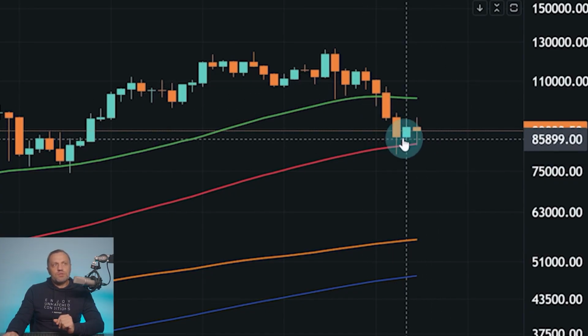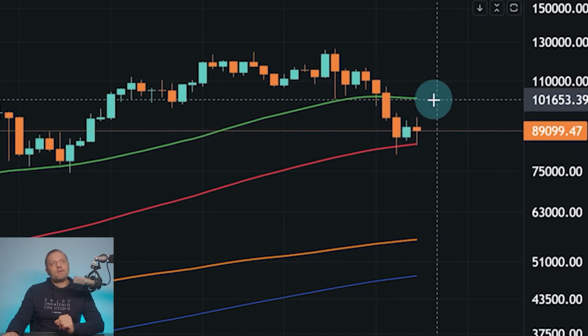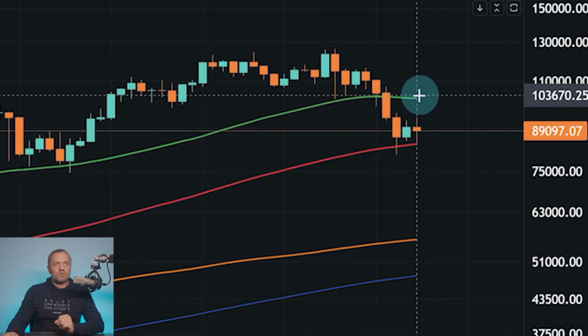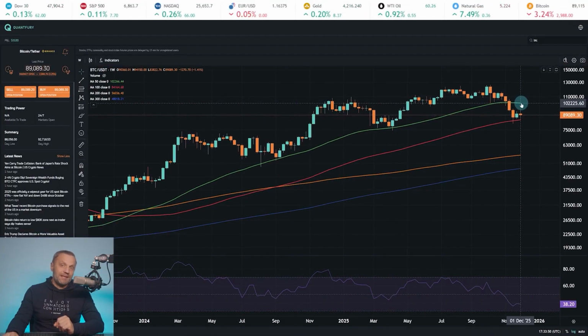For now, it all looks like a wide-ranging flat movement, with a priority of moving into the area of $100,000 to $102,000, where the 50-week moving average is located. Could it go higher? Yes, it could, but we can't know for sure. For now, the priority is this area.